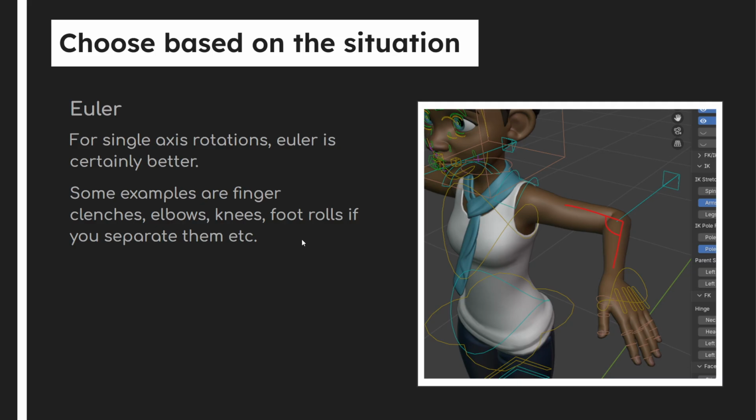Euler is great for a single axis rotation, like your elbow, because your elbow is only going to ever rotate like this. Some examples are finger clenches, elbows, knees, foot rolls. If you separate them, if you do 2, like one for the x-axis, one for the y, or whichever axis it is, anything that's in one direction is very good for Euler.